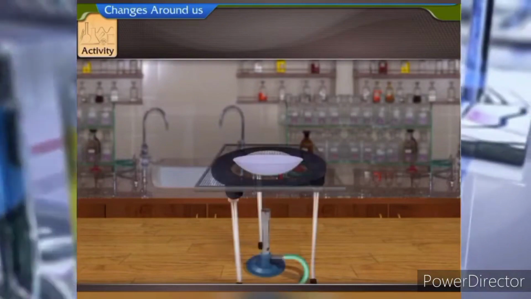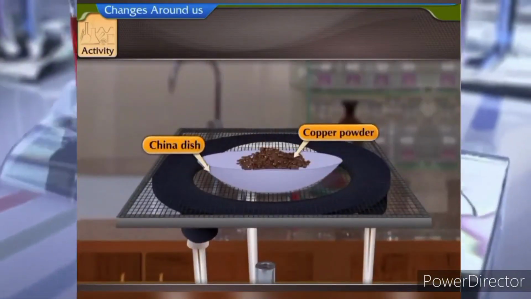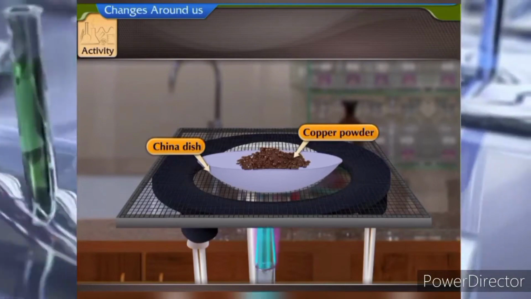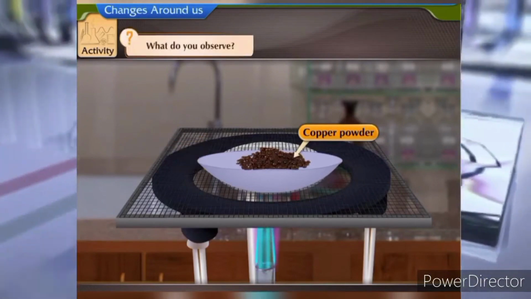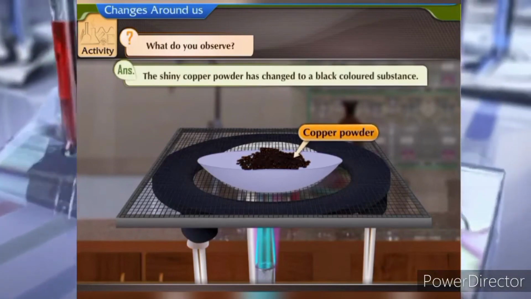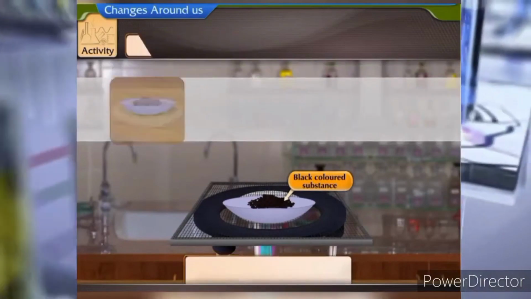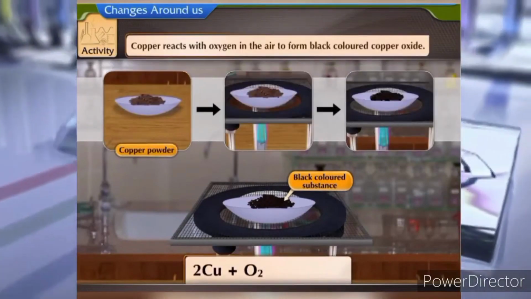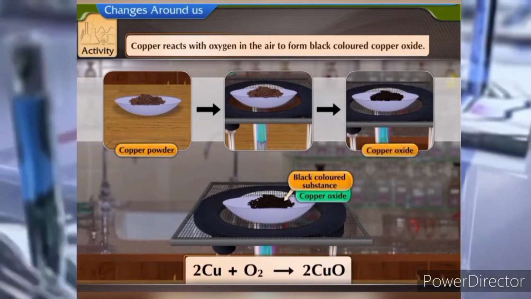Activity. Take a spoonful of copper powder in a china dish. Heat it strongly. What do you observe? The shiny copper powder has changed to a black-colored substance. Copper reacts with oxygen in the air to form black-colored copper oxide.